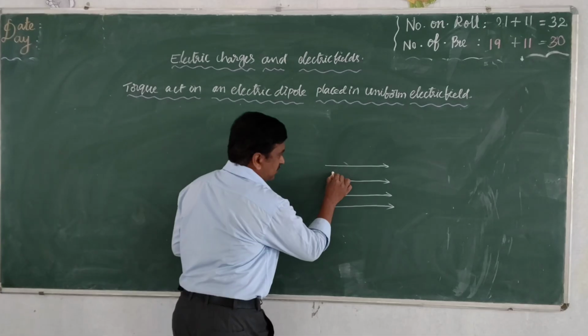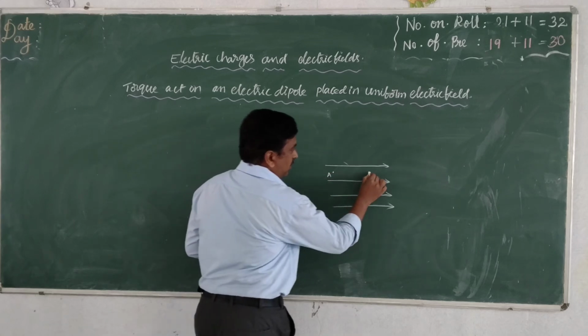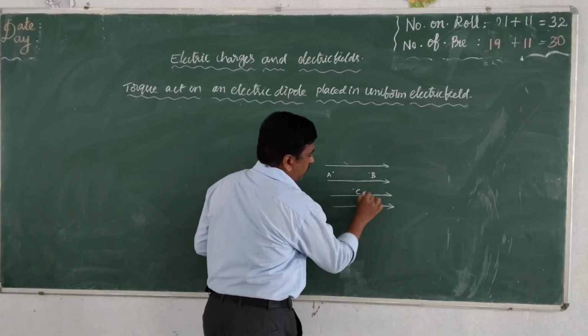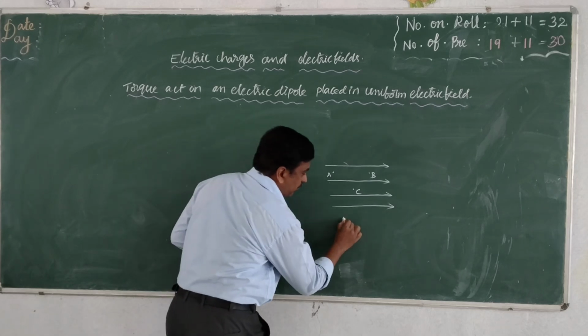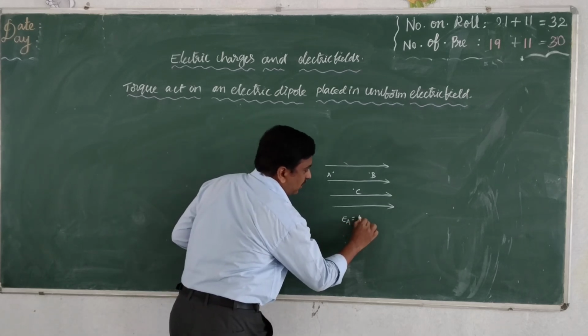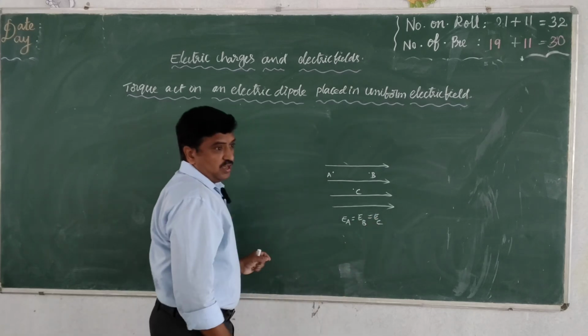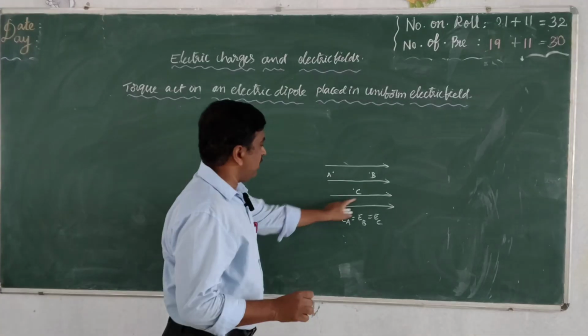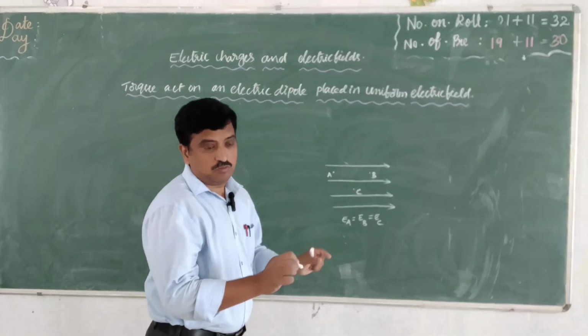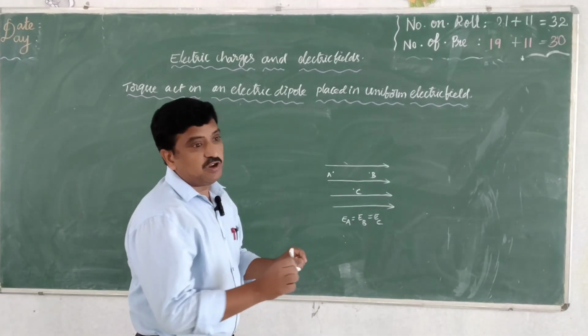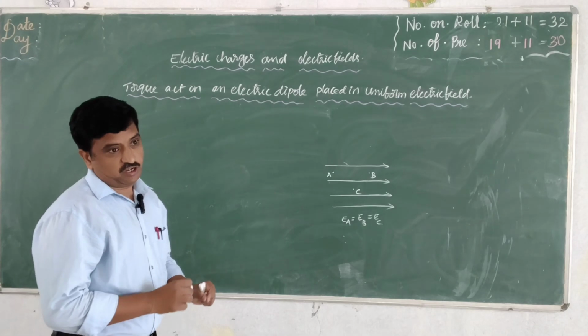For example, here we can take one point, here another point, and here another point. The electric field at point A is equal to the electric field at point B, which is equal to the electric field at point C. Means at every point, the electric field is the same. That electric field we call a uniform electric field.